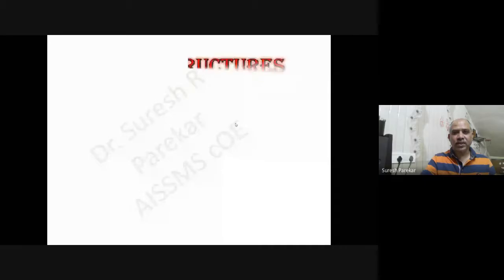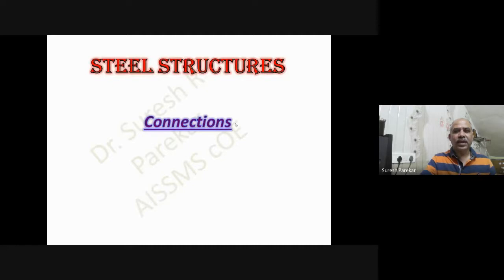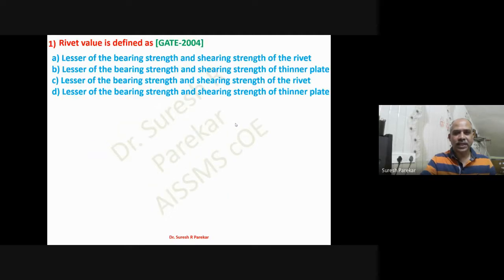Exams, and these are now on design. In this first part we will go for steel structures, and today we will see the questions on connections. First, rivet value is defined as the lesser of the bearing strength and the shearing strength of the rivet. So the option we have is A.